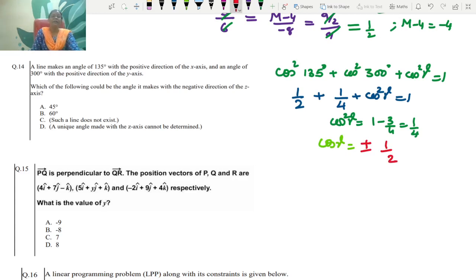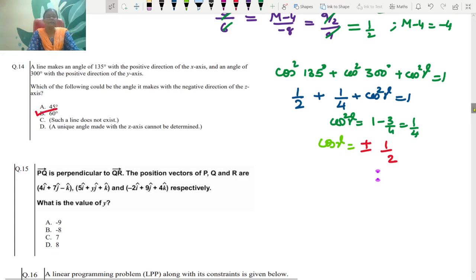It is in the negative direction of the z axis. Negative direction of the z axis means it's a reflex angle that we are taking, 360 minus. This corresponds to 60 degrees, but it's a reflection. But whatever it is, the ratio will always be 1 upon 2. So the option that we have is 60 degrees.